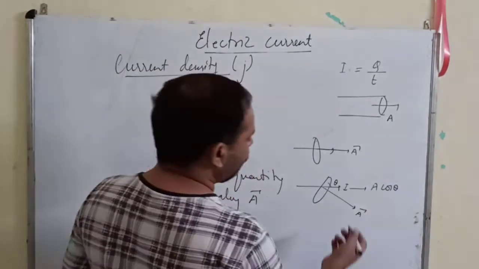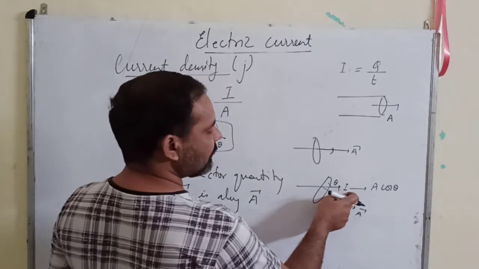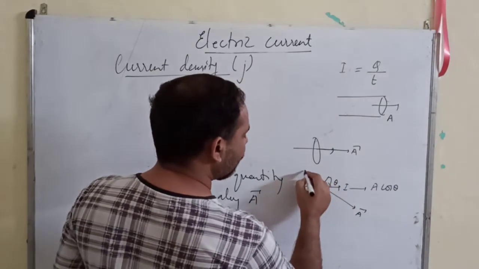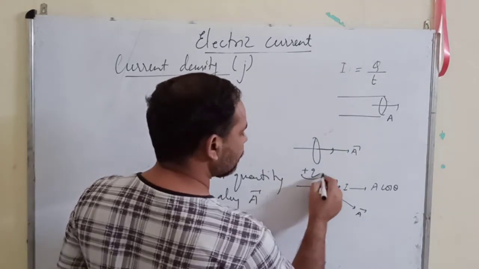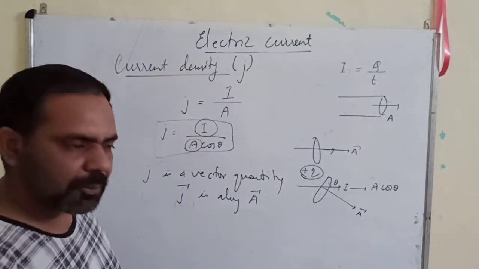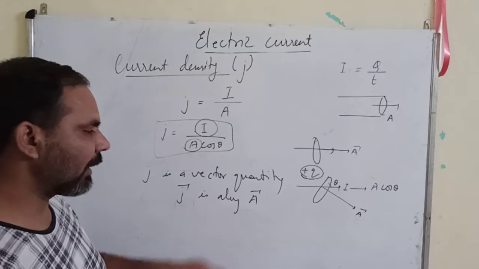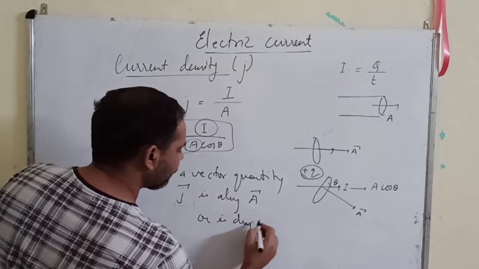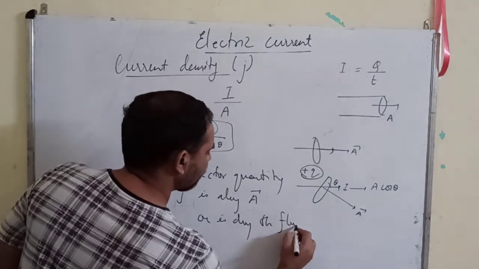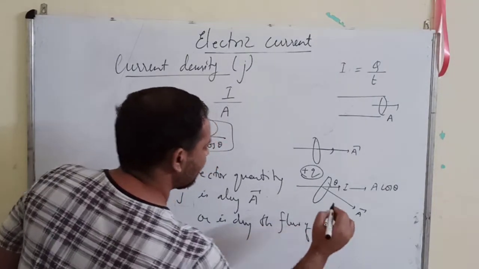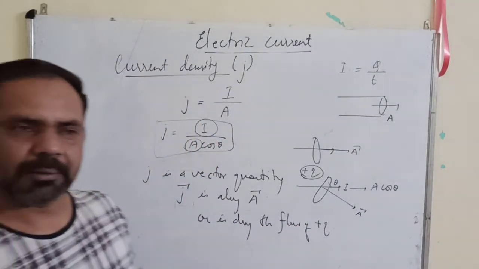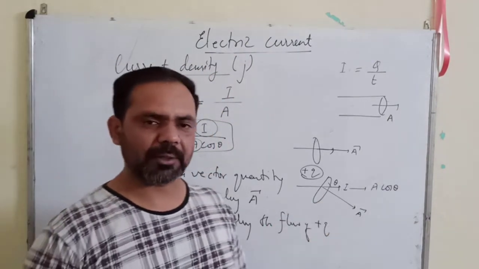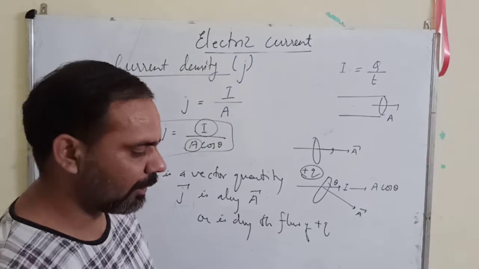Okay, what is the direction of this I? The direction of current is the direction of flow of positive charge, right? So in other words, you can say that the J vector is along the direction of the A vector, or along the flow of positive charge. In which direction the positive charge is flowing, the same is the direction of the current density vector.